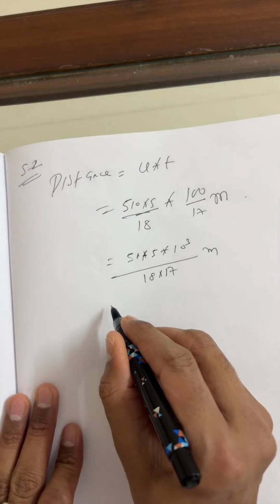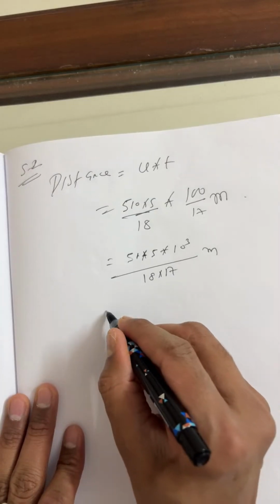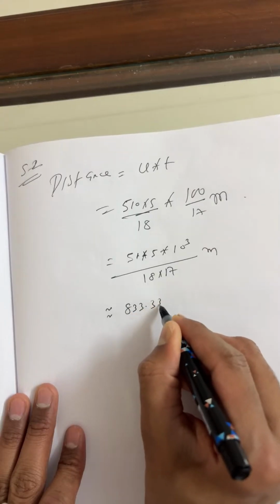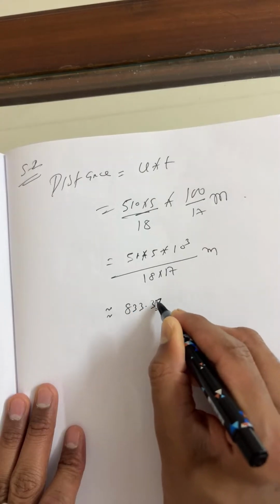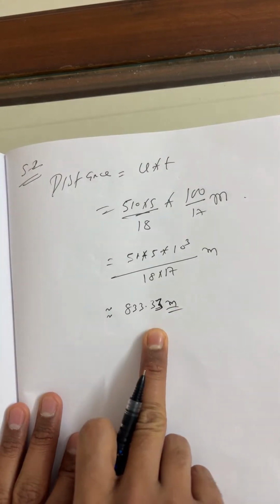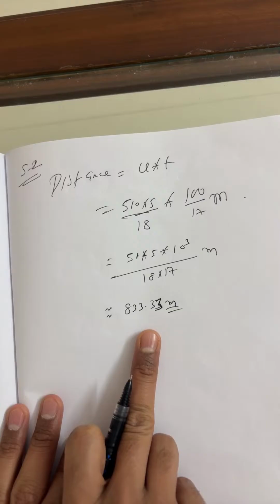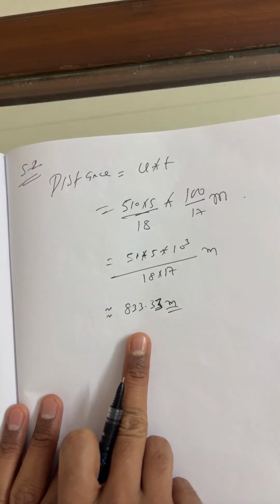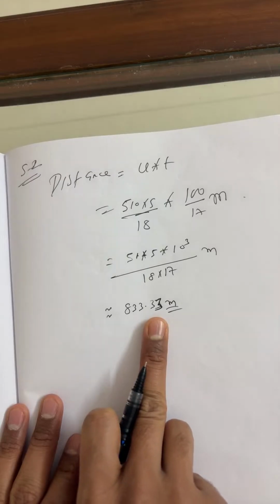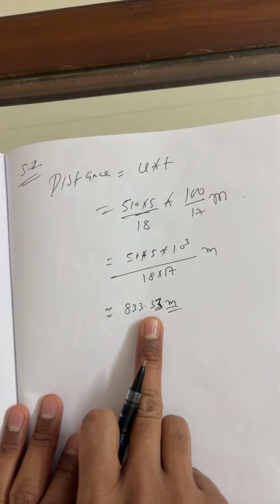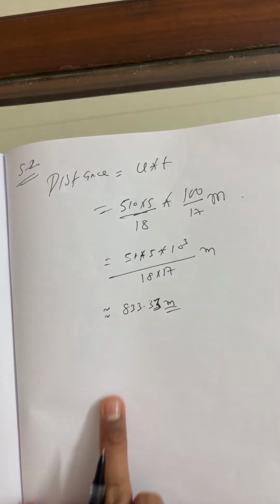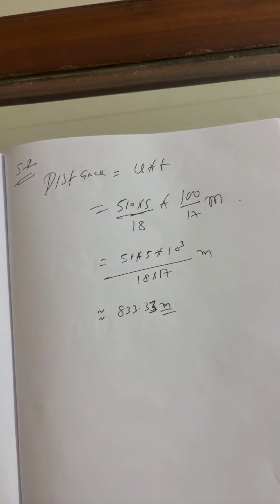So now let us suppose that I'm considering a student over here. This is 833.33 in meter. What does it mean, students? The plane will be this much distance ahead of the observer on its line of motion.